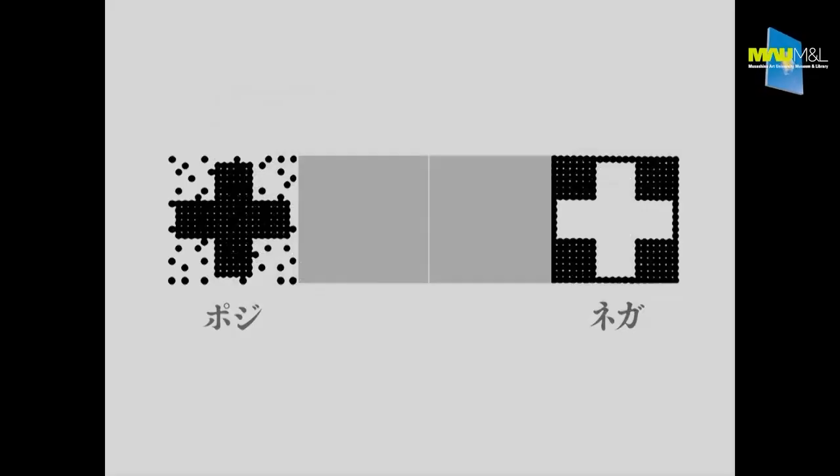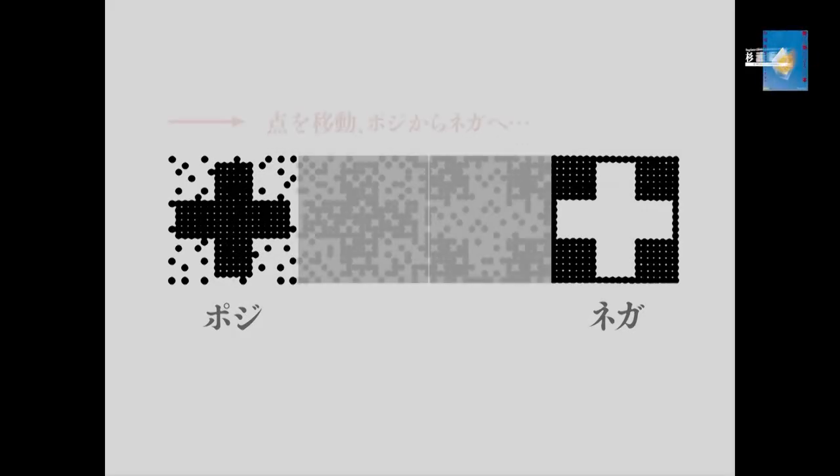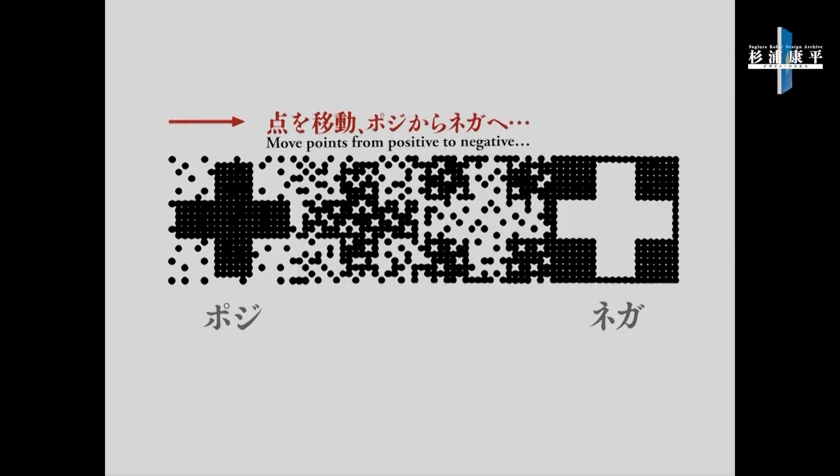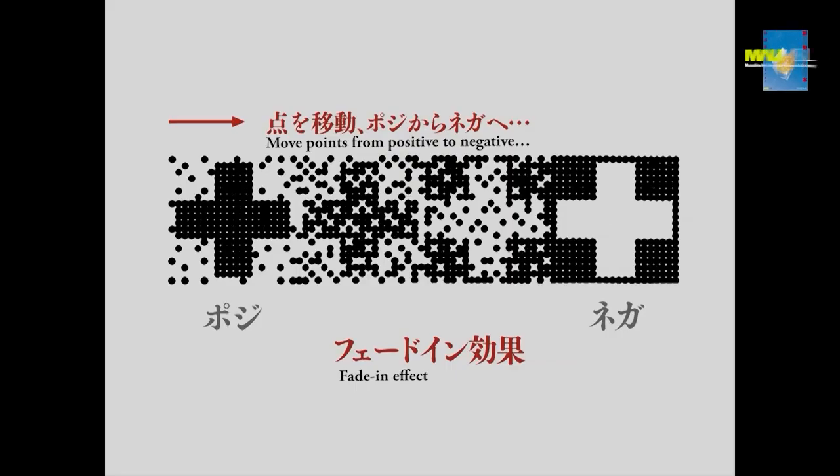I will add 2 spaces in between the positive plus and the negative plus. These 2 spaces are used to create a transition from a black cross to a white cross by throwing out the 180 black dots that make up the cross symbol. From a positive plus to a negative plus, a fade-in effect was created. Any of these images contain dots in the ratio of 180 white and 220 black.